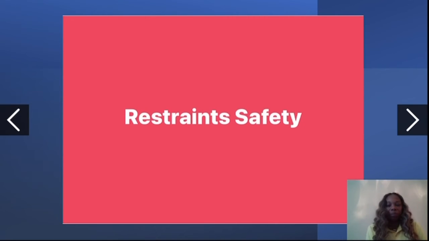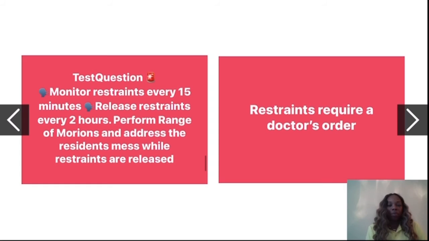Restraint safety. You want to monitor restraints every 15 minutes. You want to release restraints every 2 hours. And you want to perform range of motion and address the resident's needs while the restraints are released. Restraints require a doctor's order, and once again, it requires meticulous observation.